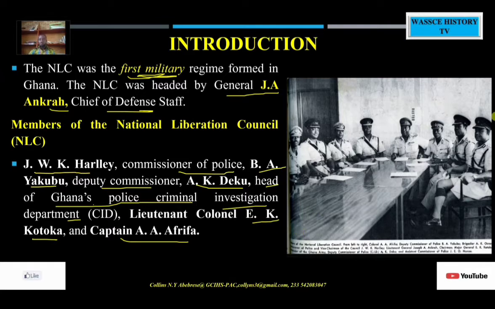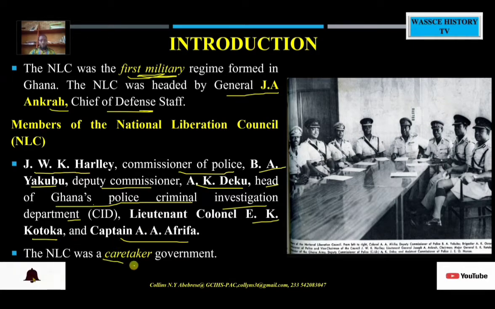So these were the members of the NLC. When you look on your right in the image, you can see the members sitting there. Their names have been inscribed down there. This image was gotten from the Daily Graphic in 1966. So when you are asked anywhere to mention or list any three members of the NLC, you should be able to do that. Those are the names down there. And J.A. Ankrah is the man in the middle over there. Good. So let's move on.